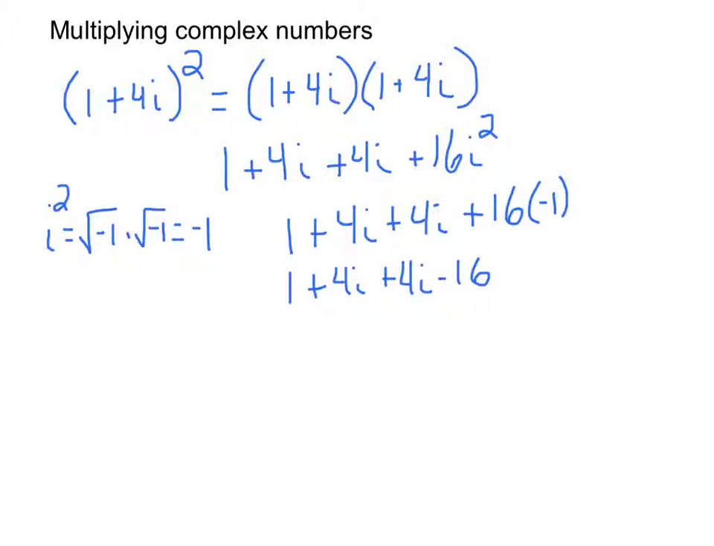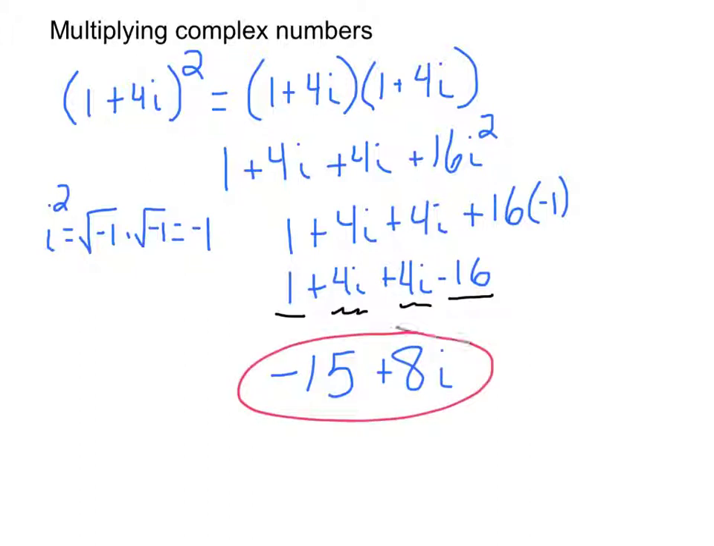Alright, now I have to go through here and I have to combine like terms. Well, I see that my 1 and my negative 16 are like terms. I'll combine those two. 4i and 4i are like terms. I'll combine those two. Alright, so now I'll rewrite it. 1 minus 16 would give me negative 15. And then 4i plus 4i would give me 8i. Negative 15 plus 8i is my answer.